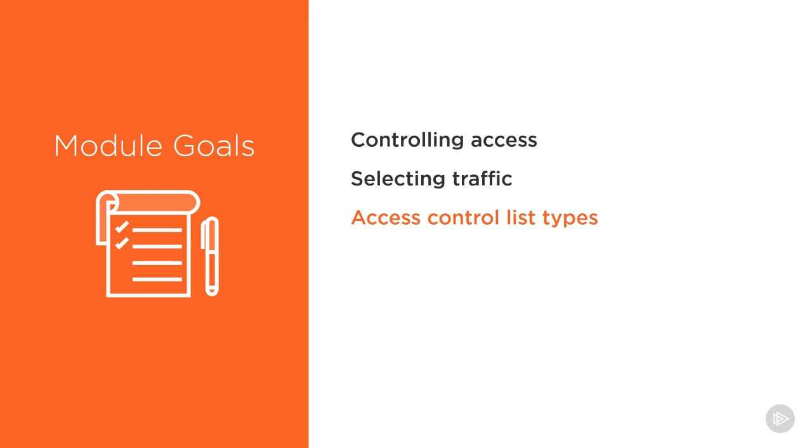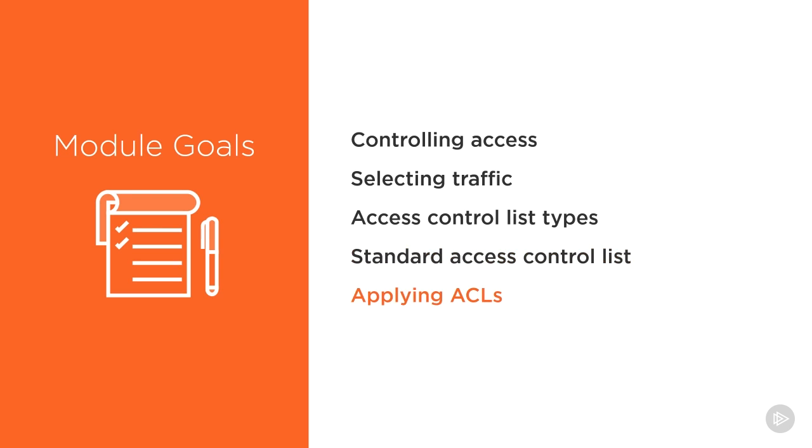Next, we're going to look at access control list types. So we're going to introduce an access control list. We'll see that there's a standard and extended, and we'll take a look at what that standard access control list looks like, and then examine how we apply that access control list to the device.